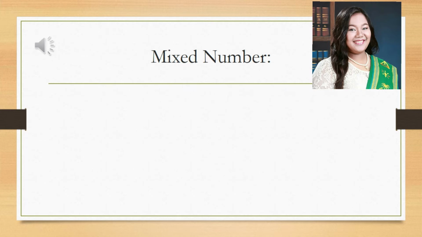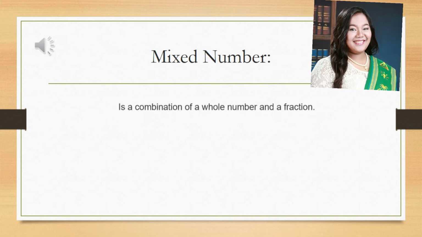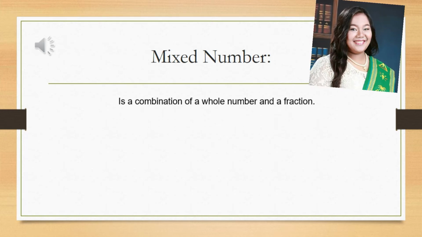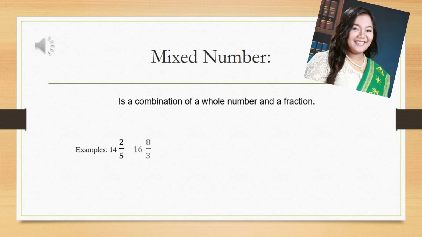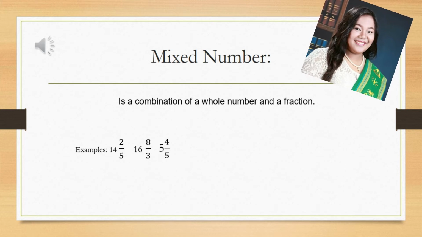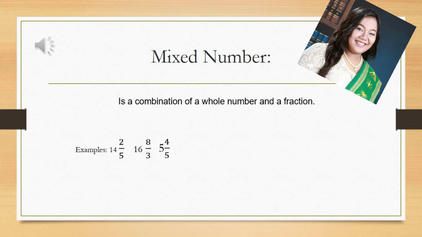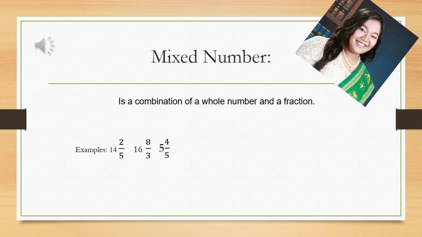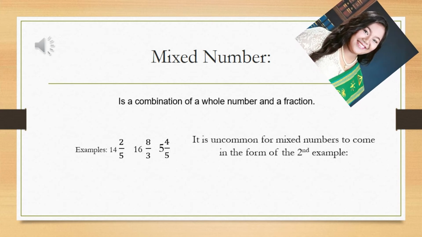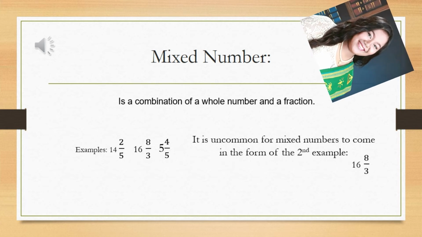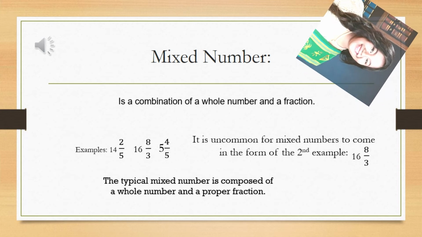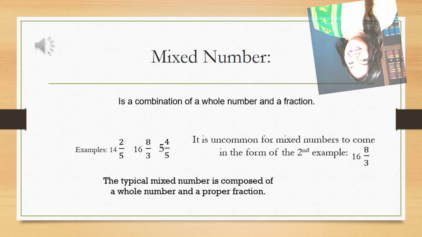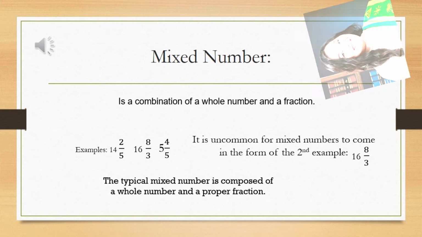And lastly, a mixed number. This is a combination of a whole number and a fraction. Examples, we have 14 and 2/5, 16 and 8/3, 5 and 4/5. It is uncommon for mixed numbers to come in the form of the second example, like 16 and 8/3. Why? Because the typical mixed number is composed of a whole number and a proper fraction.